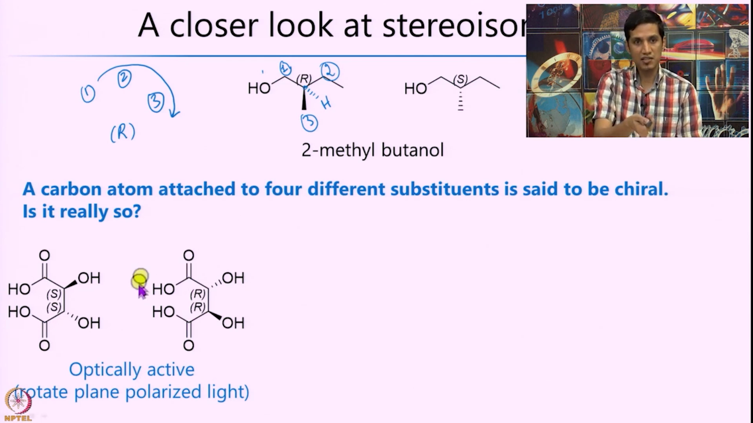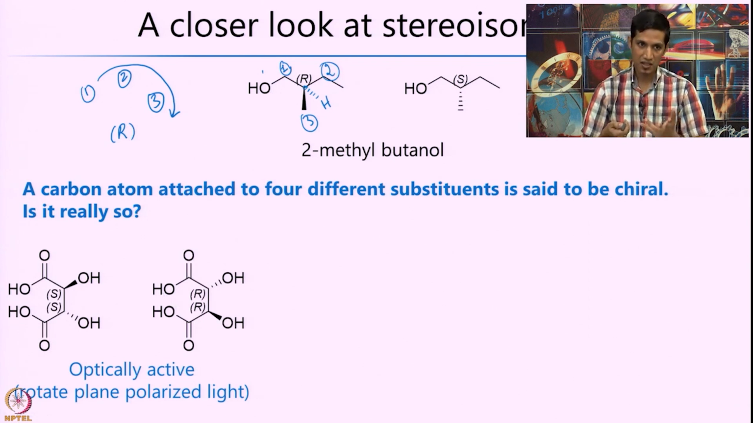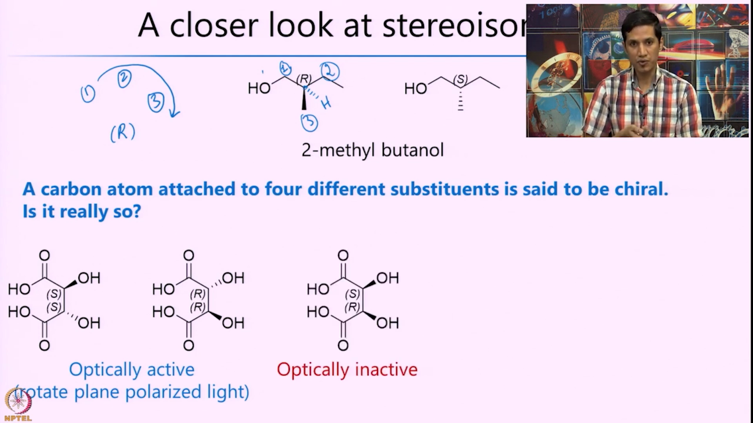And similarly, there is another form which rotates in the opposite direction. So these were the 2 forms which Pasteur isolated. However, there was also another form which was later realized to be optically inactive. That means if you shine plane polarized light on it, it would not change the direction of the plane polarized light. So this was a bit puzzling.